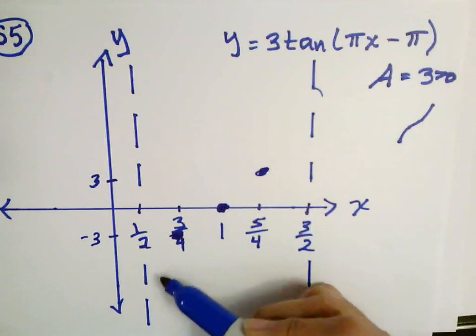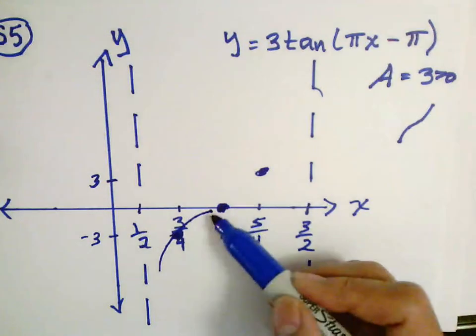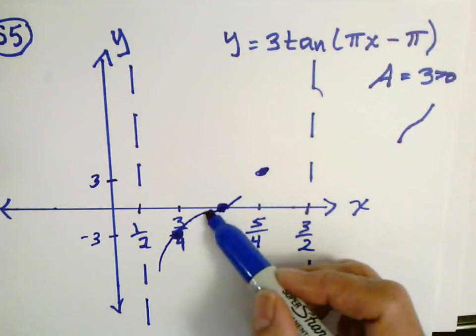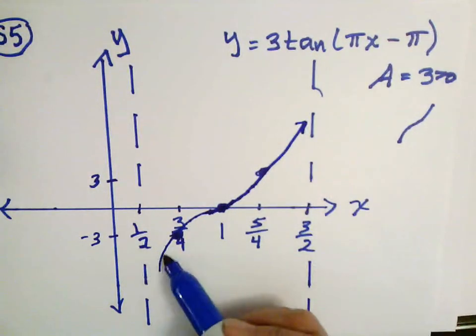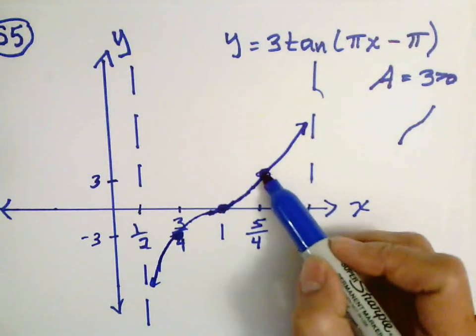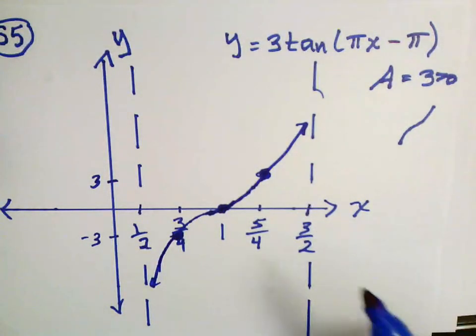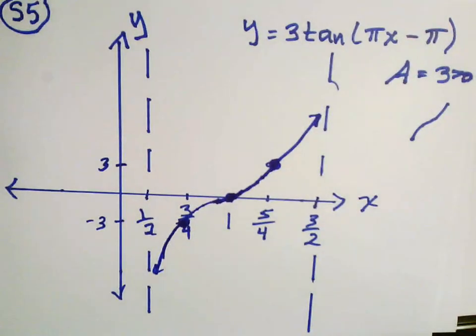Then we have a little portion that is concave down, and then we're going to have a little portion that is concave up. And these are getting closer and closer to the vertical asymptotes, but never crossing them, never touching them. So this is one cycle of our tangent curve.